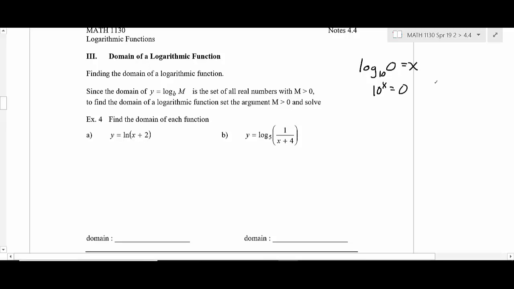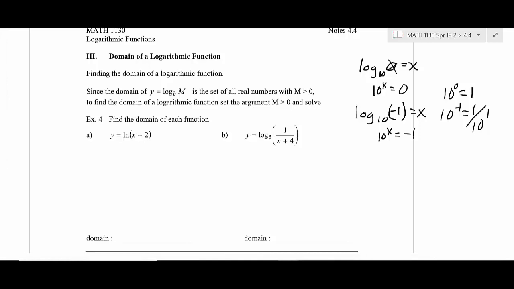Okay, the thing is, if you did 10 to the 0, that's 1, so that doesn't work. If you did a negative exponent, that's 1 over 10 to the first, so it's impossible. You can't take a number and raise it to a power and get 0. You never can. So you can't take a log of 0. You also can't take a log of a negative number. Let me just pick a negative number like negative 1. Okay? If you did this, you would have 10 to the x equals negative 1. That also is impossible. So the only thing that makes sense is to do a log of a positive number.